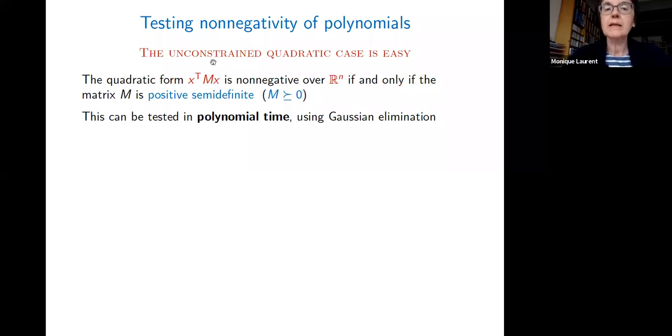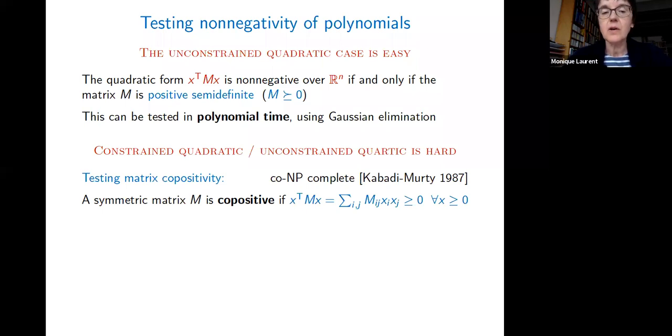But as soon as we relax one of these two words, either unconstrained, so we look at the constrained case instead, or quadratic, so we look at higher degree polynomials, then the problem becomes hard very quickly. As a first such instance, we can look at testing whether a matrix is copositive. A matrix M is copositive if the same quadratic form is non-negative on the non-negative orthant. So now instead of looking at non-negativity over the full space, you only look at non-negativity over the non-negative orthant, and this is a hard problem.